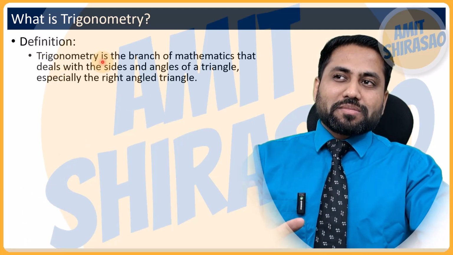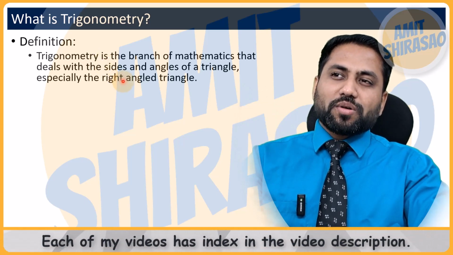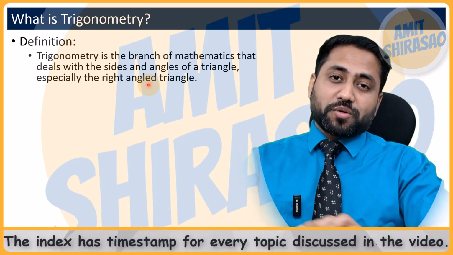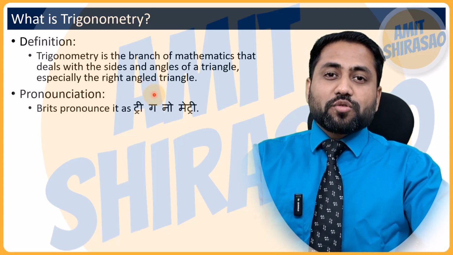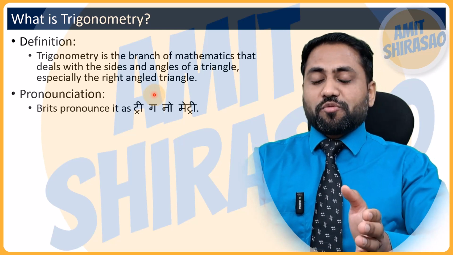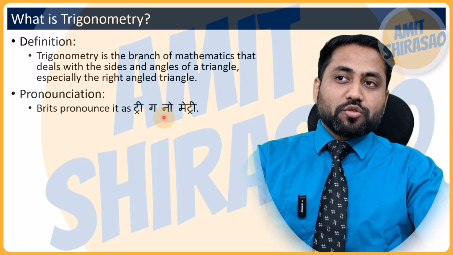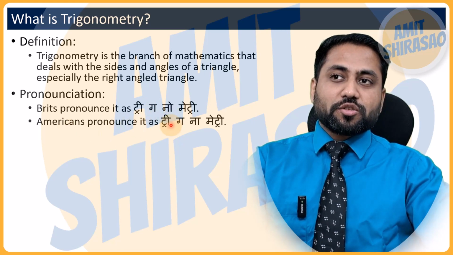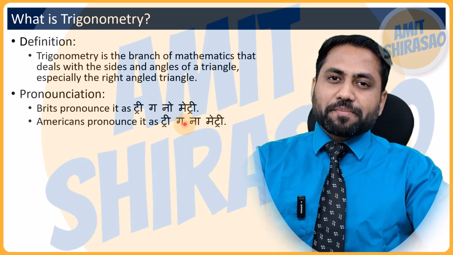So first of all, understand what it is. Now it is saying especially about right angle triangle, but it is not exclusively about it. We'll see that later. First, learn how to pronounce it. If you want to follow the UK English, then you should say trigonometry. And if you want to follow the American pronunciation, then it should be trigonometry. So normally people call it trigonometry.